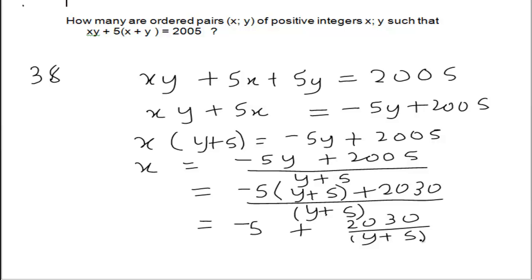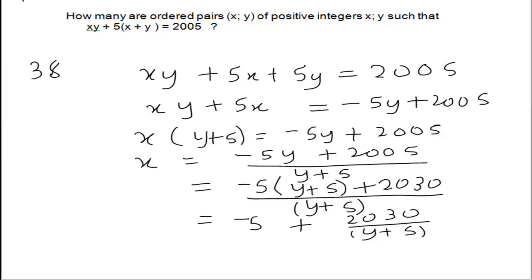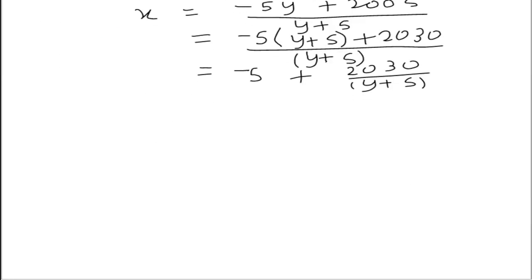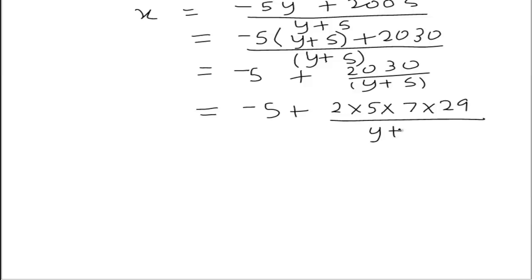Now the question is how many pairs of positive integers I've got. So if I had to factorize the numerator, by the way, I will get 2 times 5 times 7 times 29 all divided by y plus 5. Now remember, the lowest value y can have is 1, because they're talking about positive integers. y will not be equal to 0.